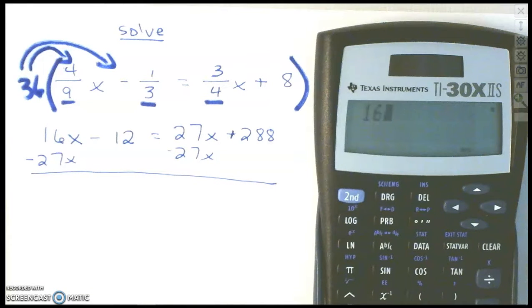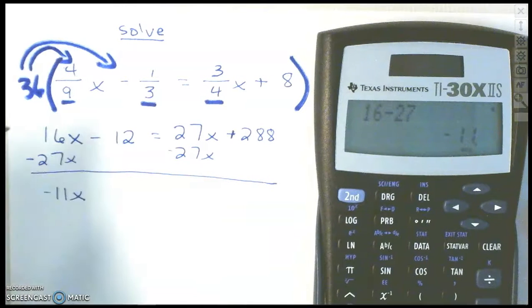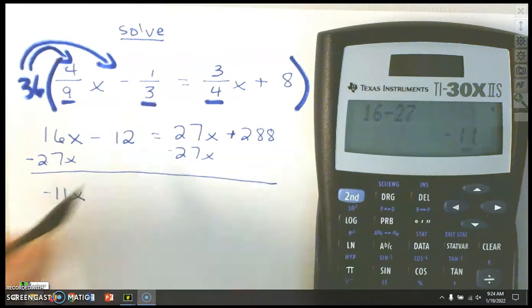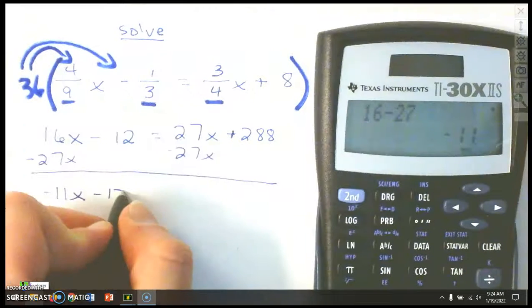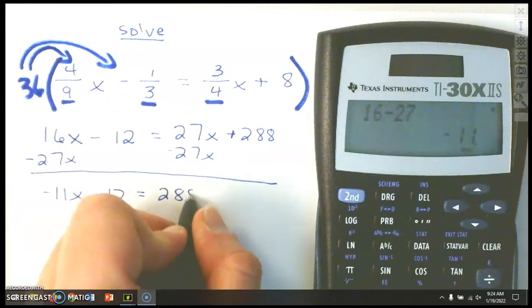So what do we have? We have 16 minus 27. What does that leave you with? It leaves you with a minus 11x. And we know it's negative, by the way, because these are different, so they're going to subtract. And which one's larger? 27. And what's the sign of the larger number? Negative. So that's going to make that then a negative 11x there. Okay. What about the 12? It just comes down as a minus 12. The other side, those cancel. That left you with a 288.